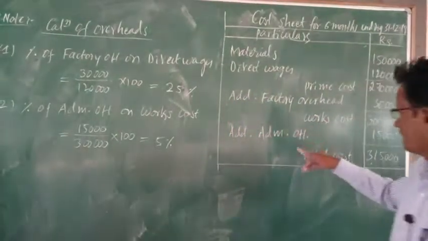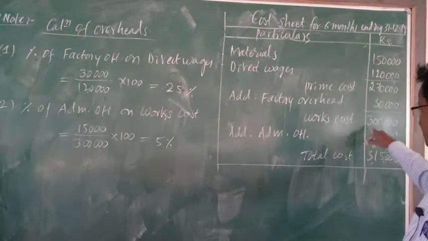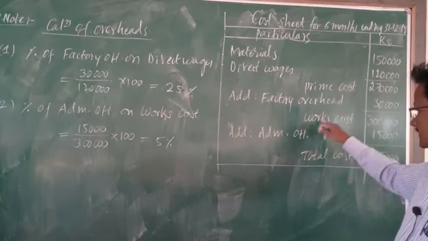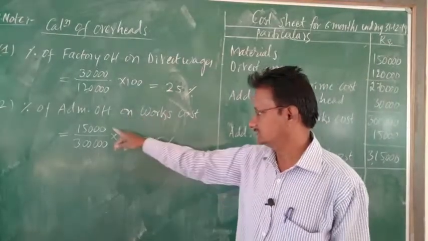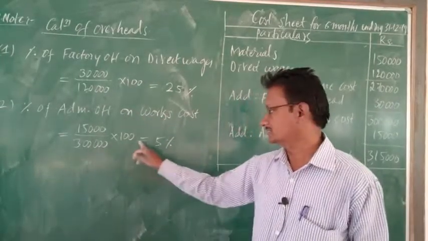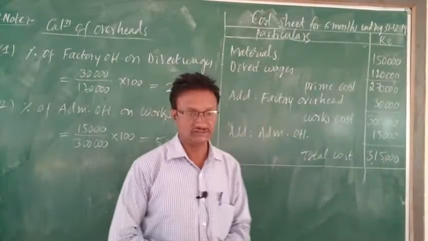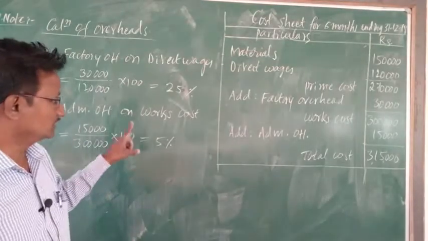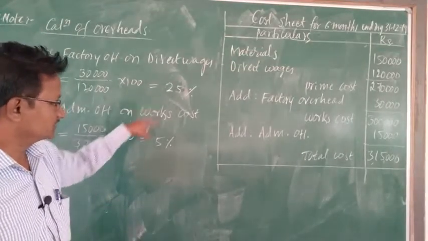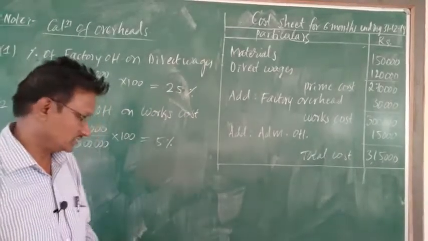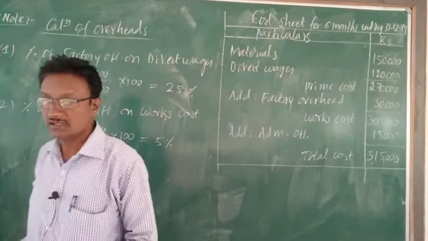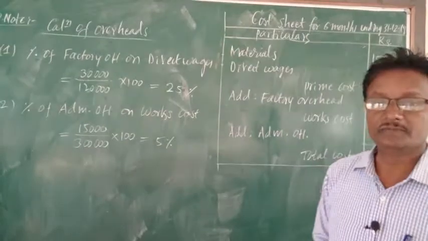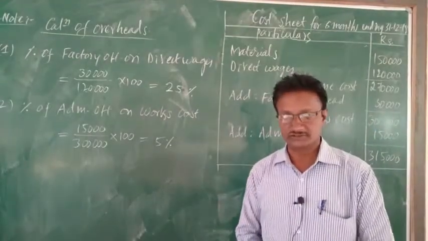Next, here administration overhead is 15,000 and works cost is 3 lakh. The percentage of administration overhead on works cost is 15,000 divided by 3 lakh into 100. The percentage is 5%. That is 5% on works cost. By applying these percentages, we have to estimate the overheads and ascertain the total cost and price for a separate machine. Next, we have to prepare the estimated cost sheet.